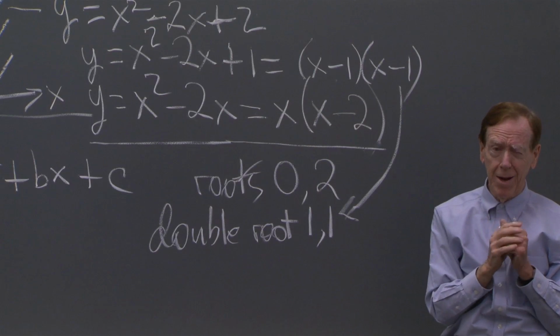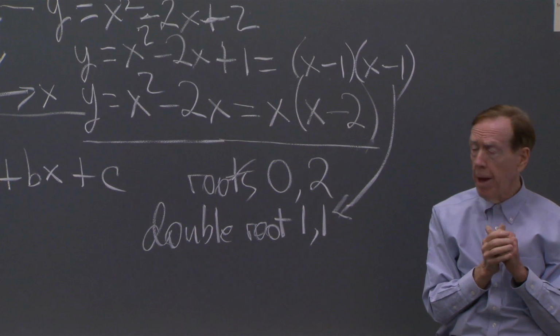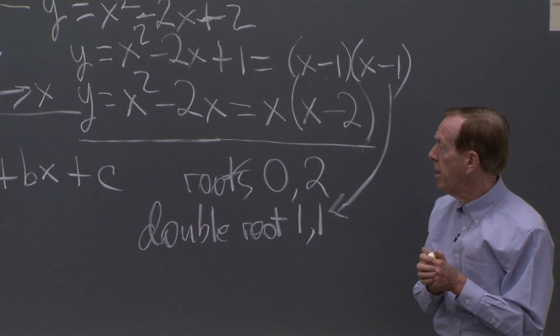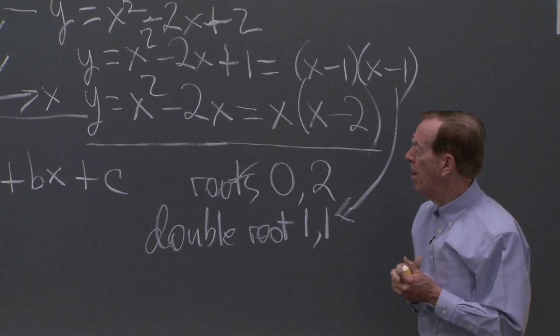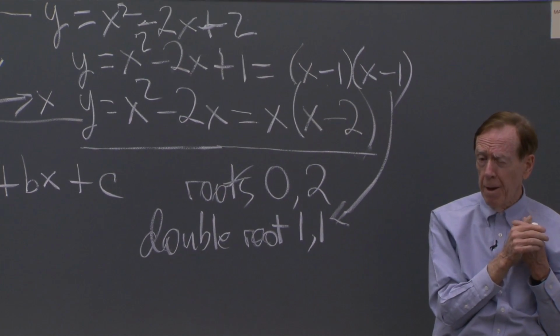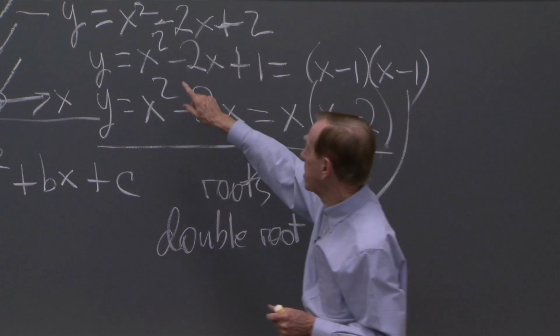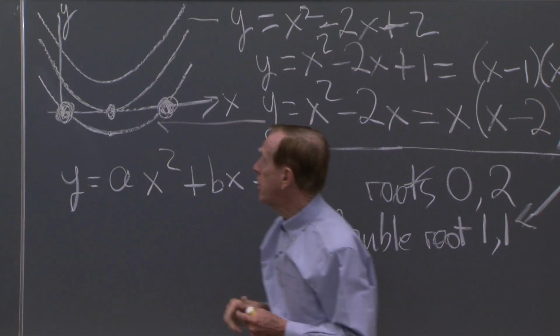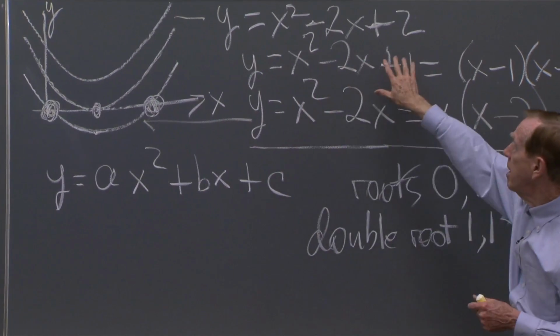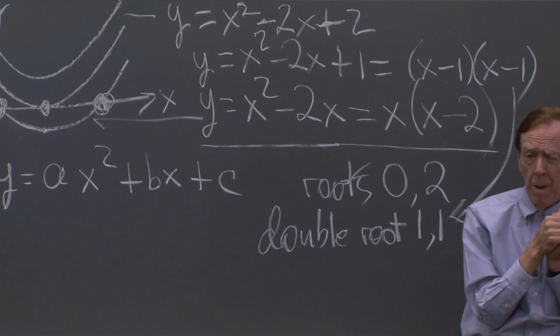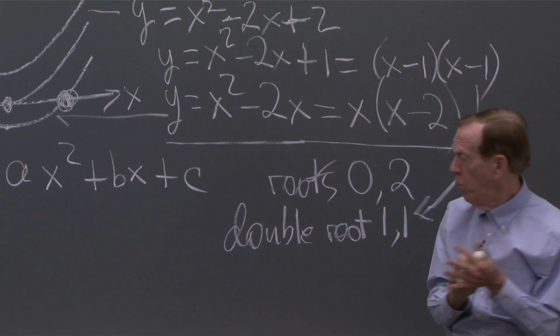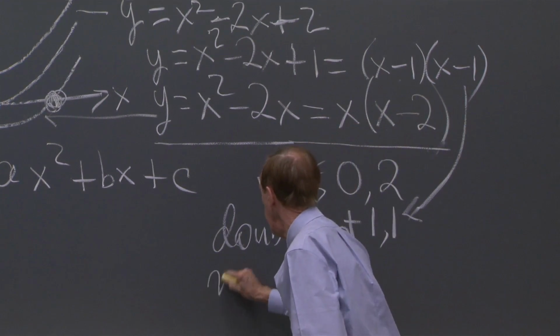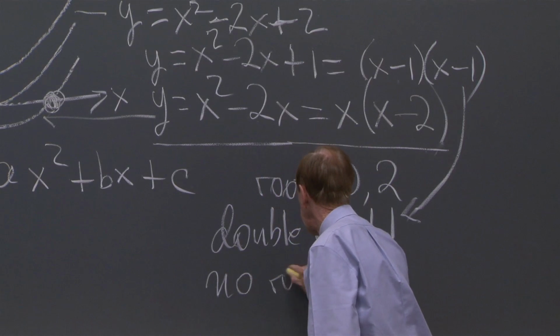Now let me go on to the top guy. Where is that 0? Can we factor that? We have a problem with this one, because we can see from the picture that this thing never hits 0. So am I going to say no roots for the third guy? No roots? I don't like to say that.